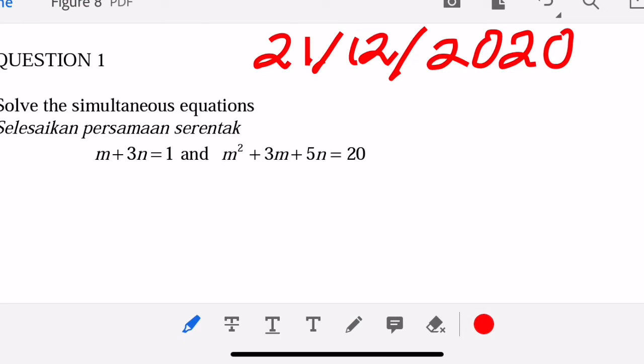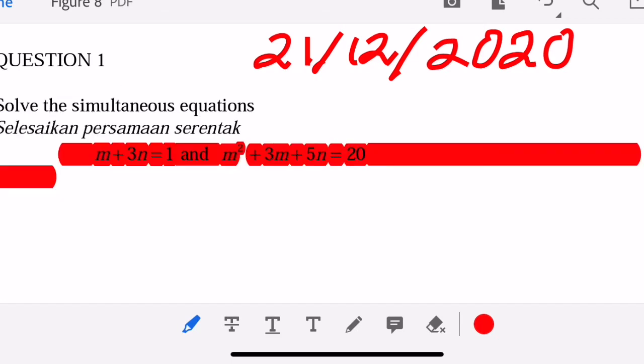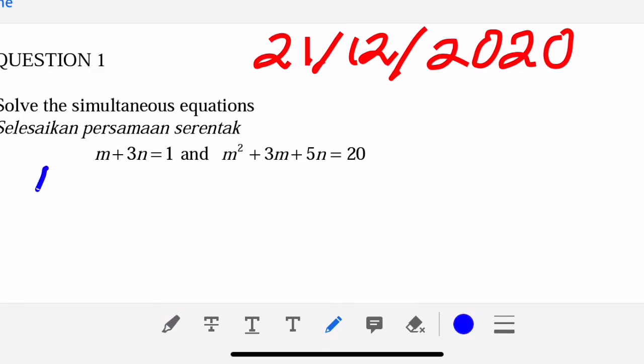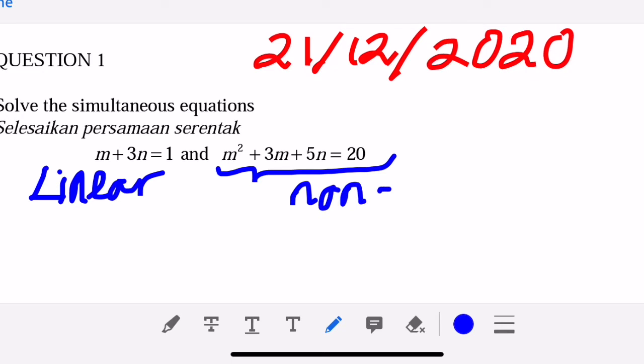Simultaneous equation comes with a linear equation and a non-linear equation. Let's label which one is linear. This is linear, and it looks very easy. This one is called non-linear, because if it is linear, the power here is 1. If non-linear, the power is more than 1, maybe 2, maybe -1. It can be any power other than 1. The linear equation means the unknown comes with a power or index of 1.